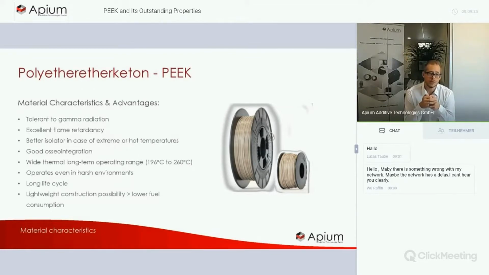We have a wide thermal operation range, so we can have PEEK parts that are operating in elevated temperatures. There's also the short time usage of 260 degrees when it can be used without seeing a lot of plastic deformation, but this is then more done for very short application when there's not too much load on the part. PEEK can also operate in harsh environments.